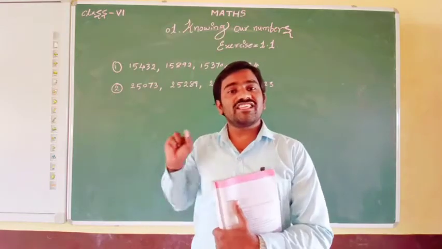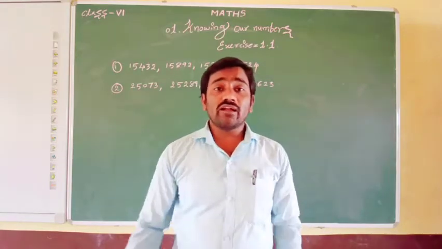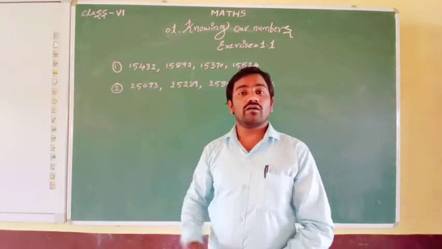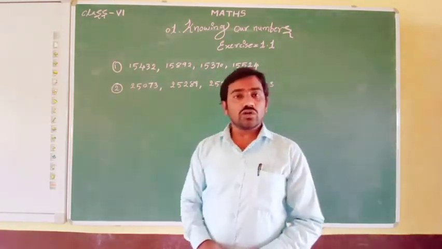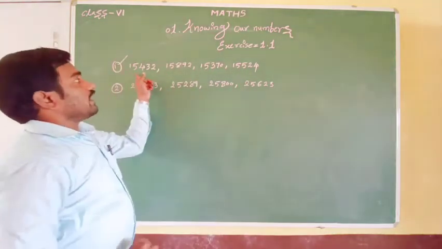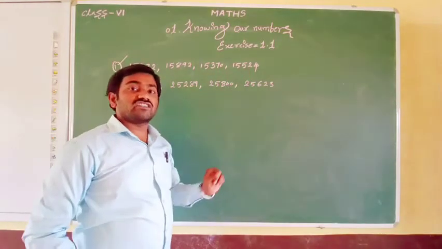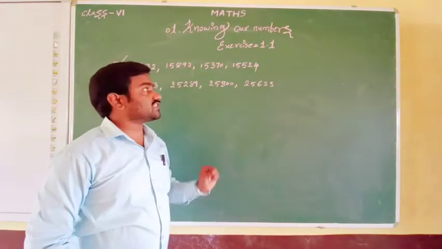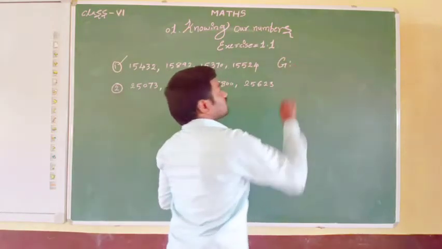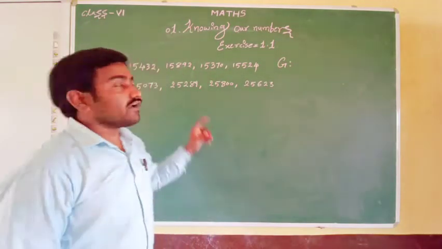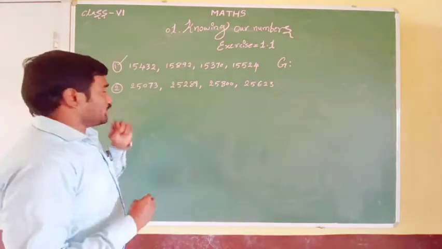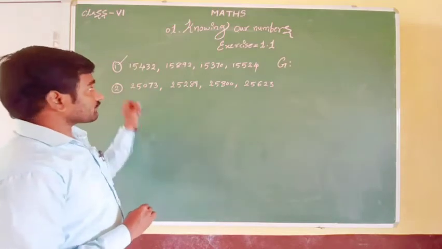So let me explain these 2 questions here. What they asked actually is that we need to write the greatest and smallest numbers among these numbers. So let me see the first question: among these 4 numbers, which is the greatest one and also which is the smallest one. Let me write the greatest one here. I'll write it in symbolic form as G. From this, let me find which is the greatest one.